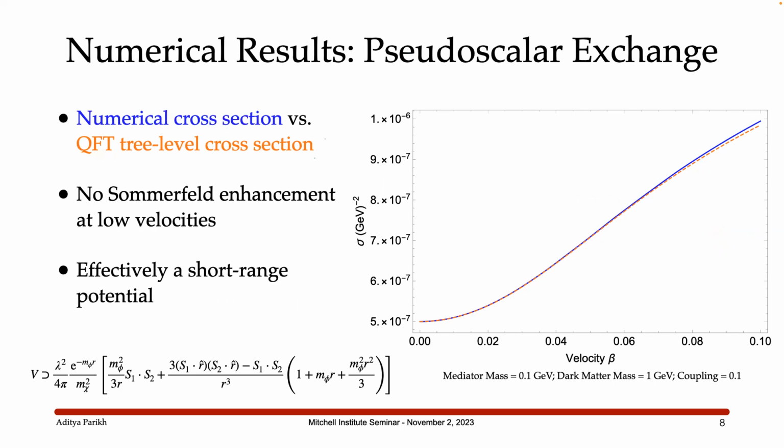If we do that, what you end up finding again is, with our prescription, the blue cross-section curve, and the orange is again the QFT tree level cross-section. And what you find is that there is no Sommerfeld enhancement at low velocities. These two curves pretty much overlay each other exactly out to high velocities. In particular, you'll notice a slight deviation at velocities of about 0.1, and numerically that amounts to about a 1% deviation.